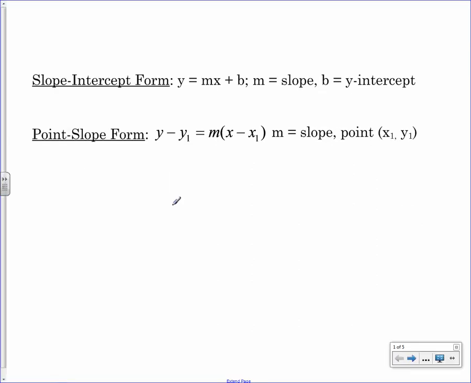Here we go. 3-4, equations of lines. Like I said, this is from Algebra 1, not new, pretty easy. You should be okay. Okay? So we have slope-intercept form, which is what?